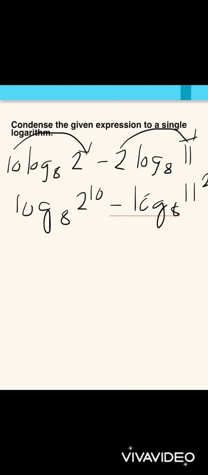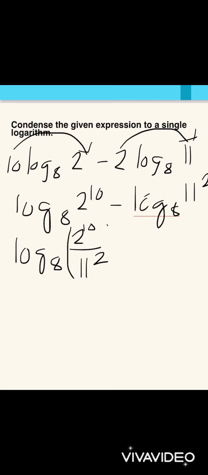Based on the quotient rule, if it is subtraction, then we're going to divide. So we can combine this using the quotient rule. We write log base 8 of 2 raised to 10 divided by 11 squared. Okay, let's put parentheses. And that is now our final answer.